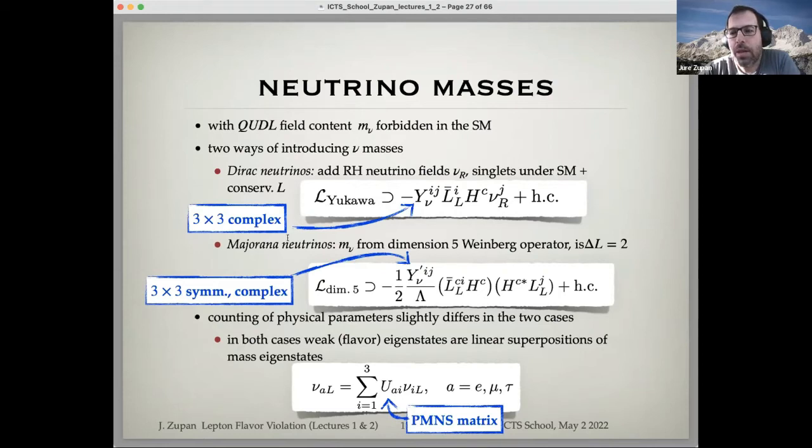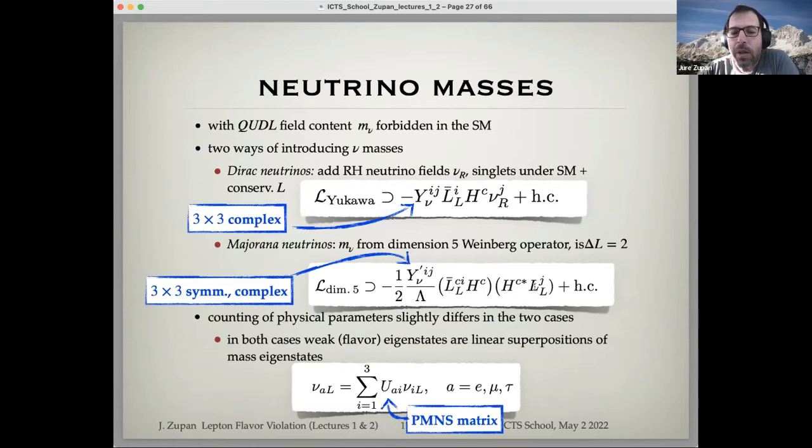The other option is that instead of introducing the right-handed neutrinos and demanding that the lepton number is conserved, we introduce instead a higher dimensional non-renormalizable operator as an effective description. That's the dimension 5 Weinberg operator, which, however, breaks the lepton number by 2 units. So maybe this is a more involved notation. In 4 components, it looks a bit strange.